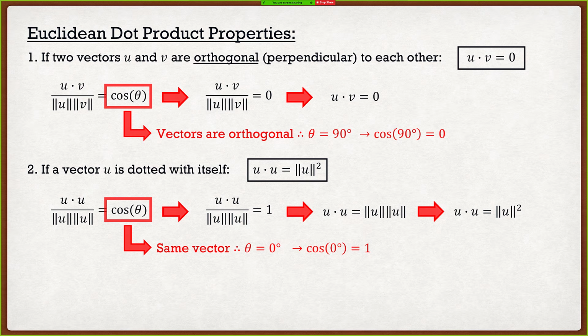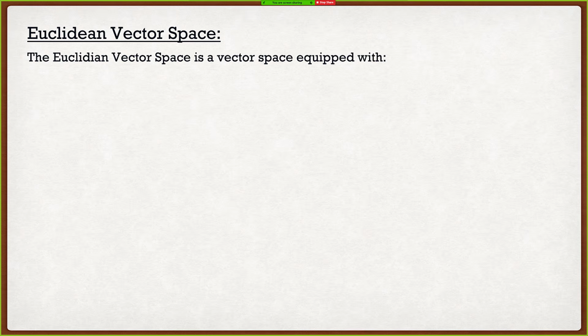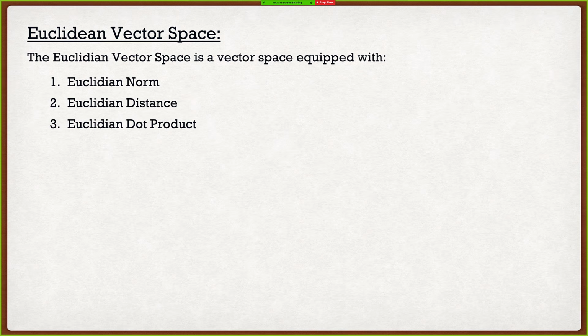Now, as I was saying before, why am I telling you guys all this? Why am I telling you about Euclidean norm, Euclidean distance, and Euclidean dot product? Well, it leads us to Euclidean vector space. Now, what is Euclidean vector space? Well, Euclidean vector space is a vector space equipped with three things. As you guys may have guessed, Euclidean norm, Euclidean distance, and Euclidean dot product. So if those three functions are used in the vector space, we say that we have a Euclidean vector space, which was discussed above.